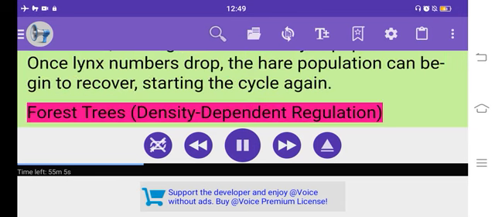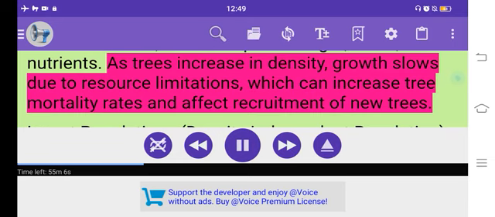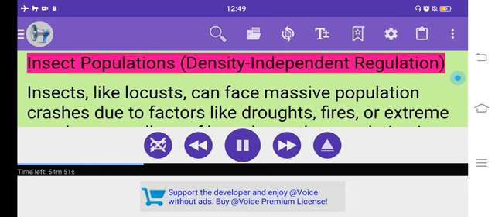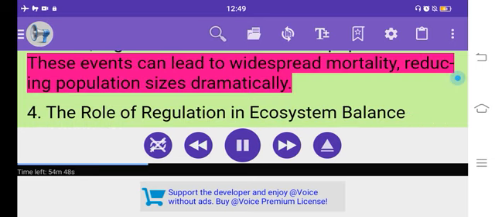Forest trees, density-dependent regulation. In dense forests, trees compete for light, water, and nutrients. As trees increase in density, growth slows due to resource limitations, which can increase tree mortality rates and affect recruitment of new trees. Insect populations, density-independent regulation. Insects, like locusts, can face massive population crashes due to factors like droughts, fires, or extreme weather, regardless of how dense the population is. These events can lead to widespread mortality, reducing population sizes dramatically.